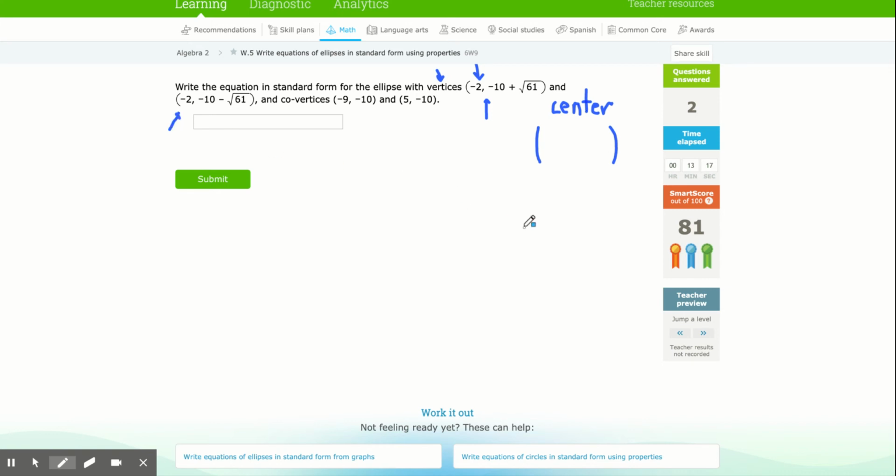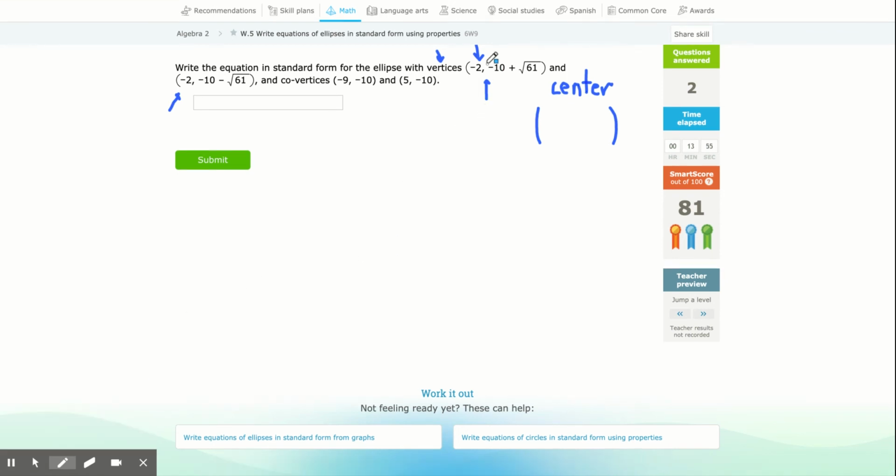So what that tells me anyway is that I'm not left or right. The vertices are up and down. So the question is how far away is this y value from this y value?